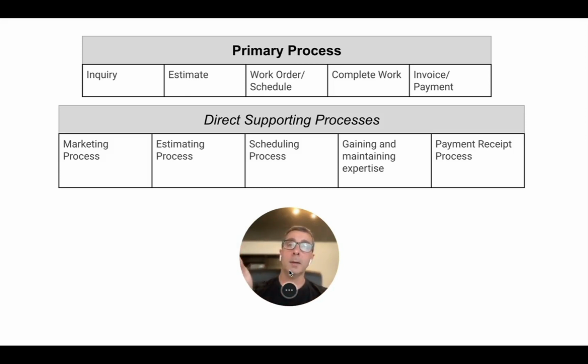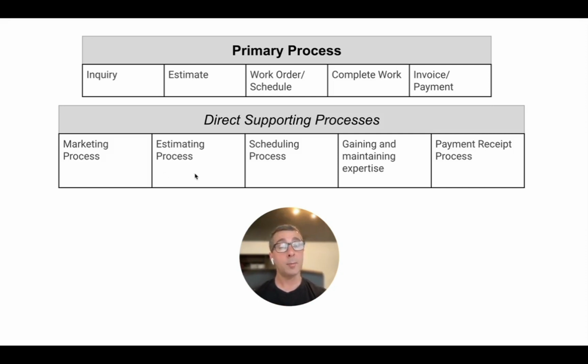So if we look at the inquiry box up here, for example, the inquiry box is primarily supported by your marketing process, whatever that process may be. You could be just all word of mouth, that's marketing. You could be running Facebook ads. You could be posting in community groups. You could be running advertisements on your website, all sorts of things. What you're trying to do is generate a buzz so you get inquiries that lead to the estimate and on down the line in the primary process. So that's one of your direct supporting processes.